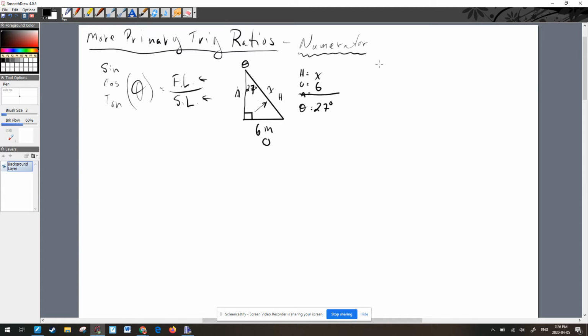All right, so then which primary trig ratio am I going to have to use? So I'm going to write out my SOHCAHTOA. And I see I've got my O and I have my H. So O and H means it is going to be sine. So I'm going to write it in the form: sine of theta is equal to the first letter, O, over the second letter, H. And then I fill in my values. Theta is 27 degrees, so this is the sine of 27 degrees. O is 6, and H is x.